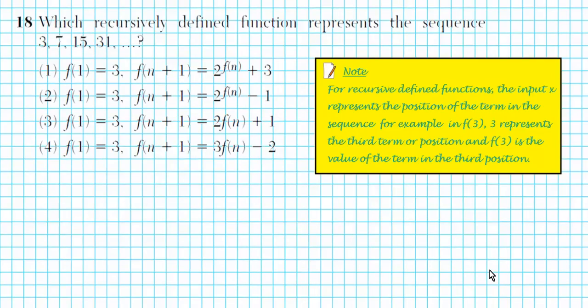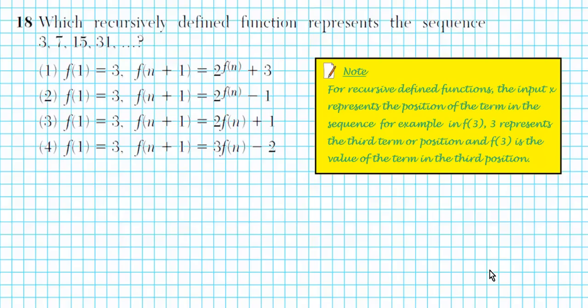Okay, let's take a look at number 18. It says, which recursively defined function represents the sequence 3, 7, 15, 31? One thing you want to note is that for a recursively defined function, the input x represents the position or order of the term in the sequence. For example, if you have f of 3, the 3 represents the third position, or the third term, and f of 3 represents the value of the term in the third position, okay?